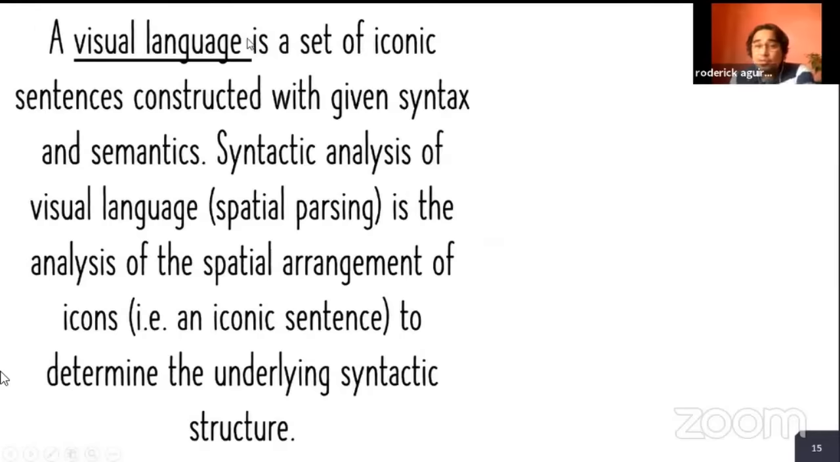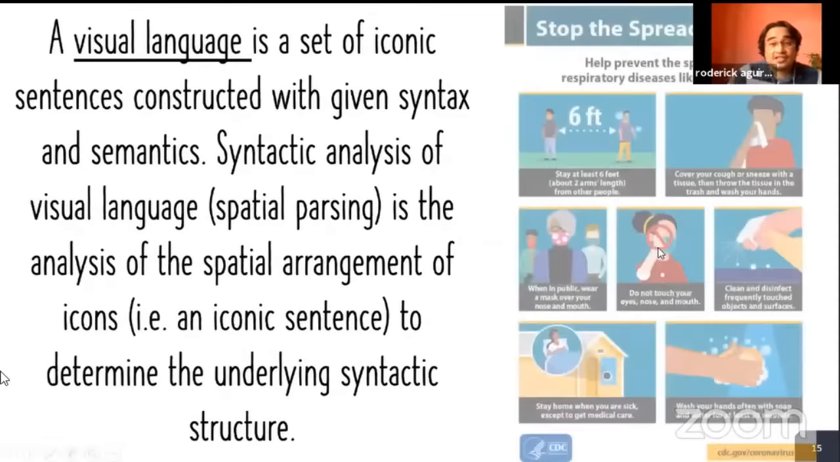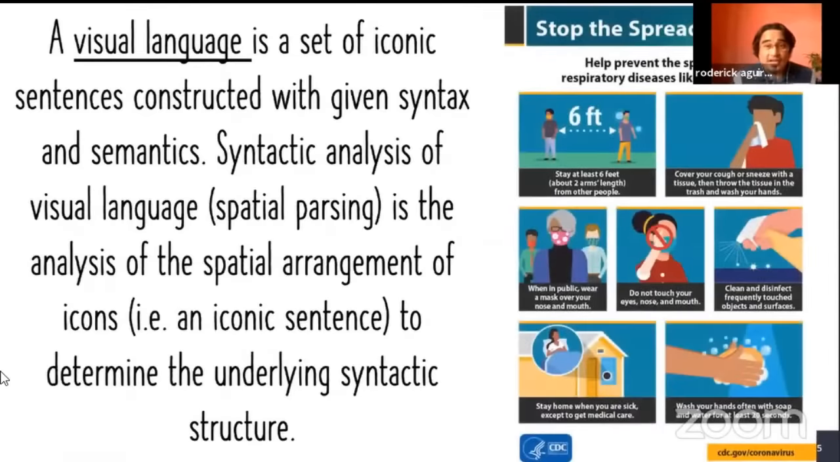A visual language is a set of iconic sentences constructed with given syntax and semantics. Syntactic analysis of visual language, or spatial parsing, is the analysis of the spatial arrangement of icons, like an iconic sentence, to determine the underlying syntactic structure. A good example would be this. We are using visual language for posters. We're using visual language for pamphlets like this one from the COVID. So, it's really not wordy anymore.